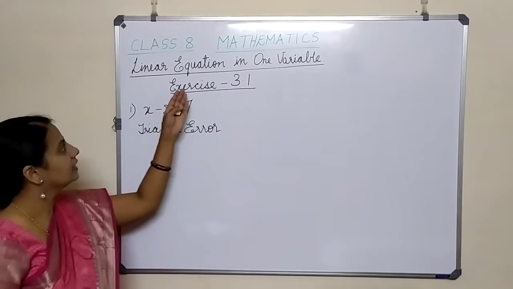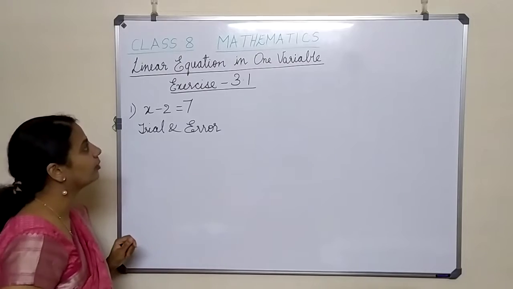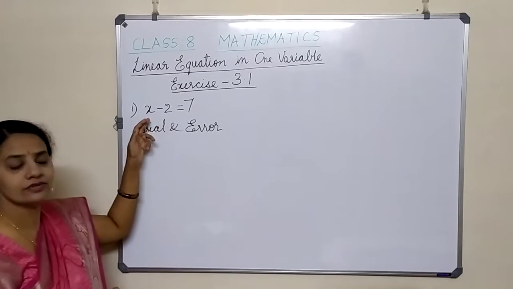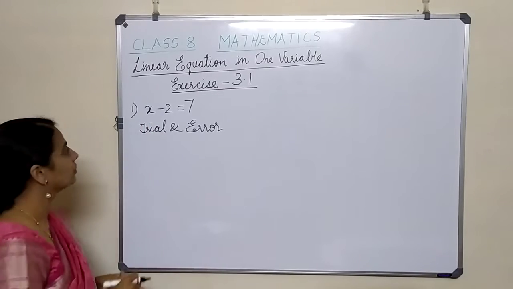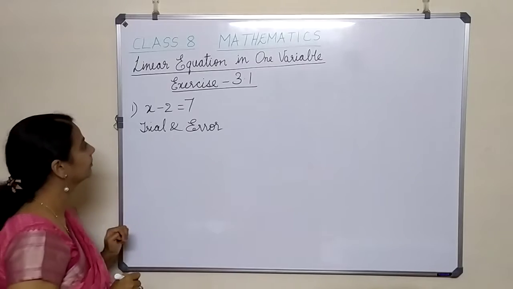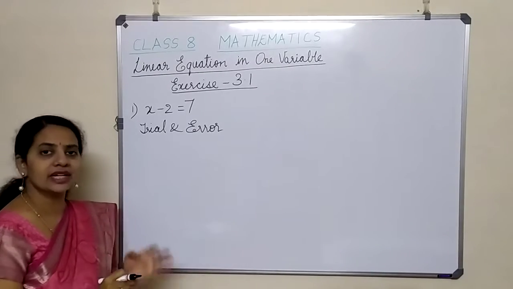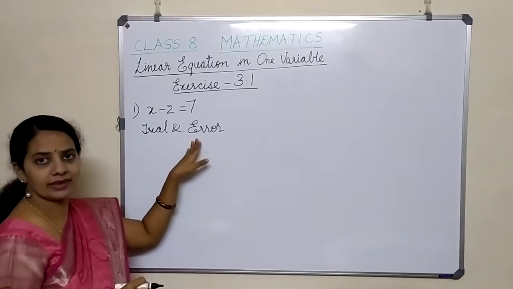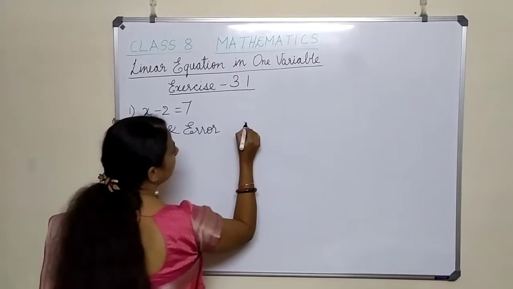So now we will start with exercise 3.1. Okay. Now we'll try to solve the given equation. We'll find the value of x. So when you find the value of x, that will be your solution. Okay. Now you have three methods in solving this equation. One is trial and error method. The other one is elimination method.